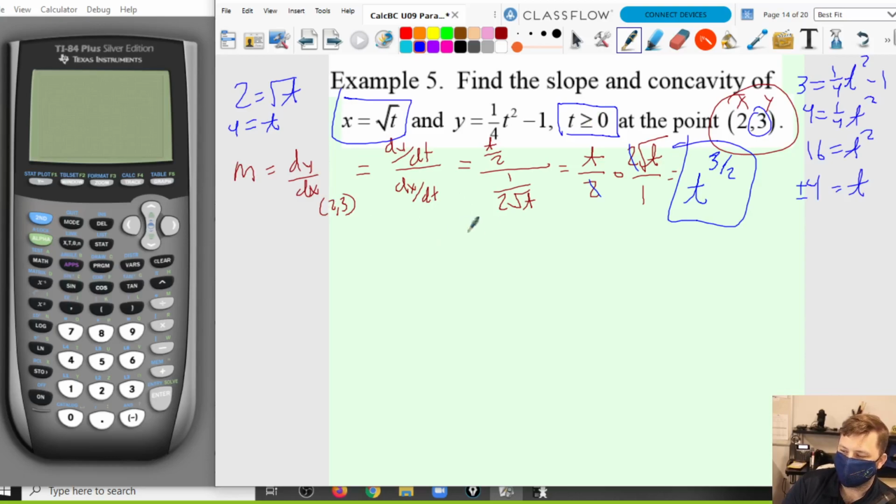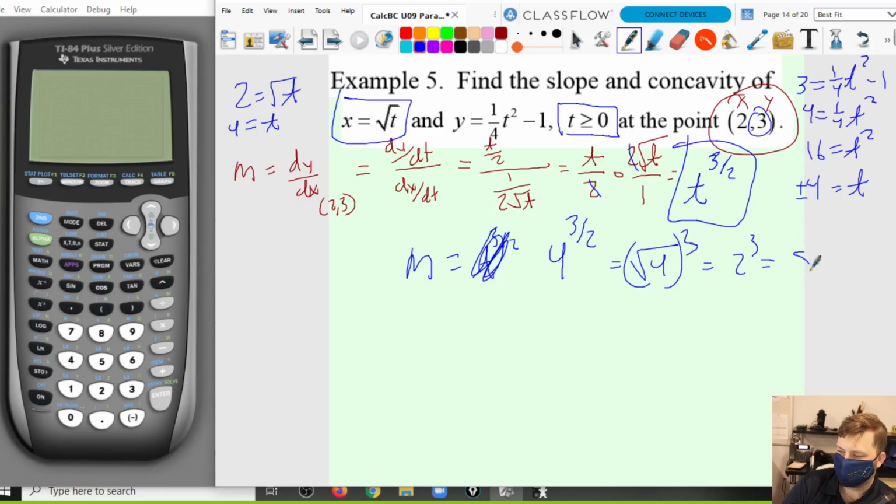So to find the actual slope, your m is going to be 4 to the 3/2 power. To simplify, if you don't know how, that's like the square root of 4 cubed, which is 2 cubed, which is 8. Remember how to do that. So the slope at that point is 8. My final answer.